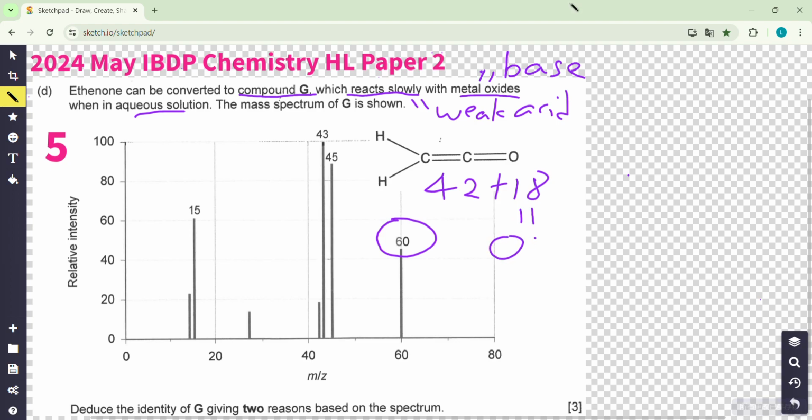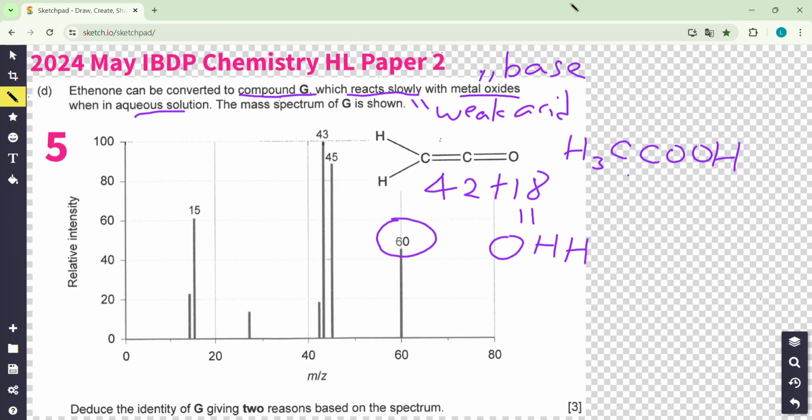Oxygen is 16. So two more hydrogen, right? Then how to add it? Yeah, I got it. Oh, ethanoic acid, okay. Yeah, might be this one, ethanoic acid. And this is the first clue, that it is a weak acid.